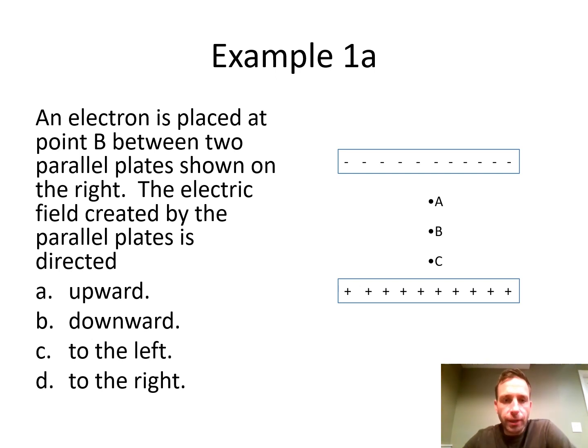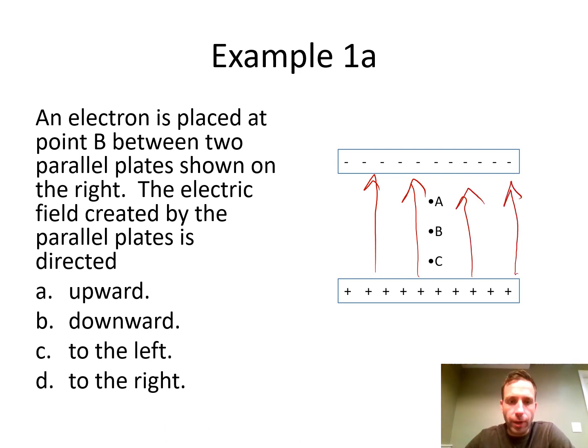An electron is placed at point B between two parallel plates shown on the right. The electric field created by parallel plates is directed... So you'll notice that the bottom plate is positive and the top plate is negative. If we were to place test charges in between them, they would repel from the positive plate and attract to the negative plate. And so the electric field lines between these plates look something like this. So the answer is A, upward.